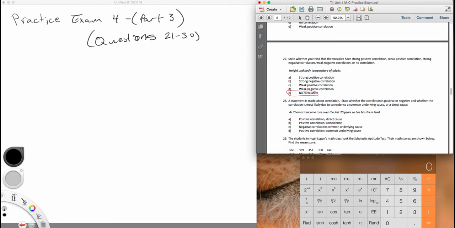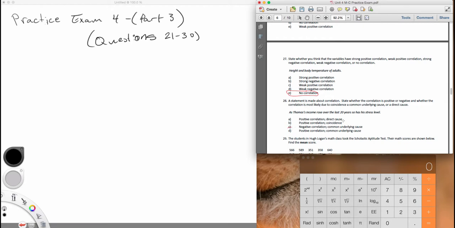Okay, 28. We want to see if there's a correlation. As Thomas's income rose over the last 20 years, so has his stress level. Okay, I can see that. So in this case, we want to state whether this is a positive or negative. Okay, so as the income rose, his stress level has also increased. So that's positive. So either A, so we can mark off C because it's not negative.